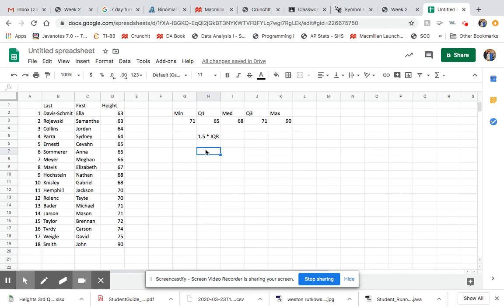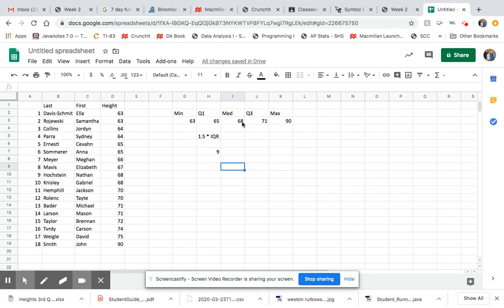So I'm going to say that's equal to 1.5 times 6. So 1.5 times my IQR is equal to 9. Now, how you check for an outlier, you take that number away from quartile 1. So 65 minus 9 is actually, whoops, I got one number screwed up here. That should have been a 63 for the minimum. Sorry about that.